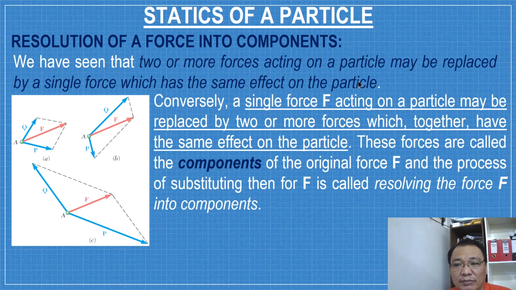Conversely, a single force F acting on a particle may be replaced by two or more forces which together have the same effect on the particle. These forces are called the components of the original force F, and the process of substituting them for F is called resolving the force F into components. In the figure on the left side, it is the same force F but different components, different magnitudes of P and Q with different directions. But when you use the parallelogram law, you will have the same magnitude and the same direction of F. So, same force, different components.